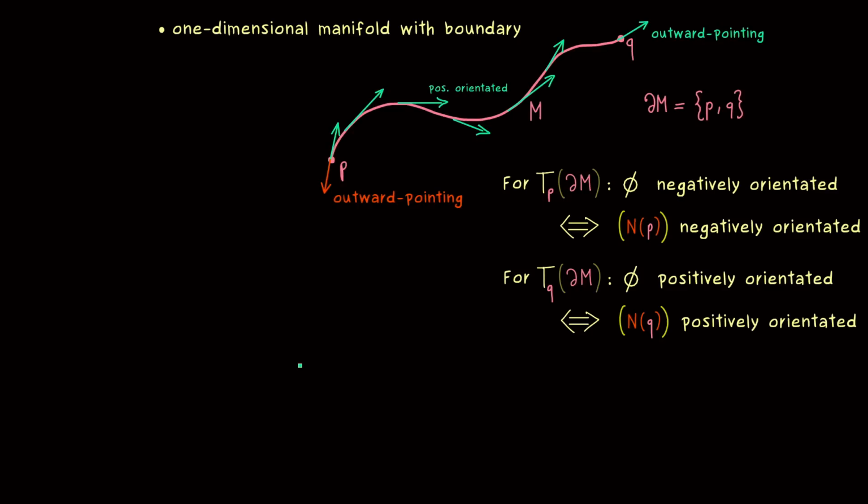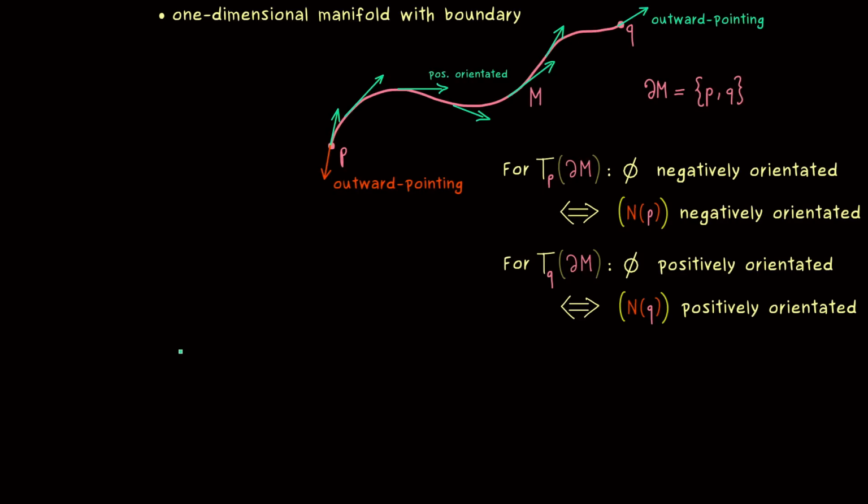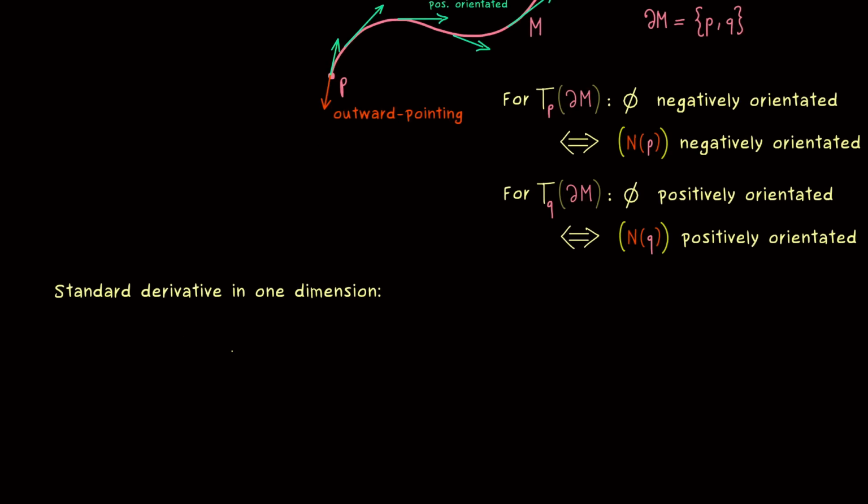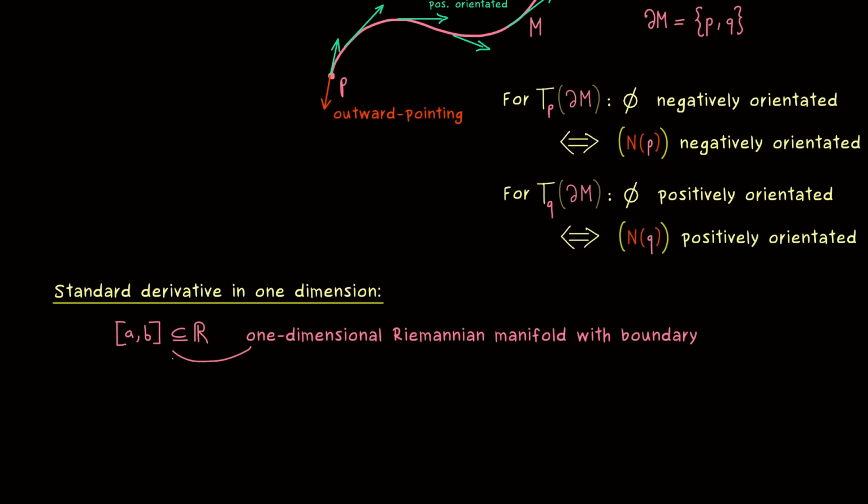And this is needed if we want to have Stokes' theorem in the general sense. And in fact, the standard Fundamental Theorem of Calculus already gives us Stokes' theorem in one dimension. And to see that, we just have to consider this interval as a one-dimensional manifold with boundary. And as we have seen before, the boundary is then a zero-dimensional manifold. So we just have 2 points, A and B, and we already know from before that the orientation should be different at the different points.